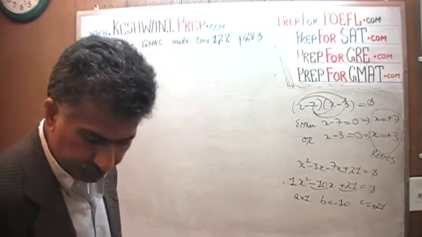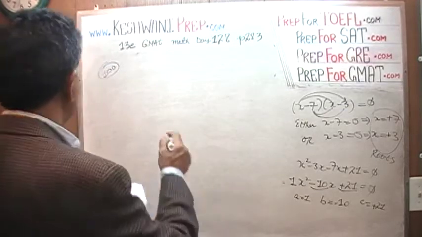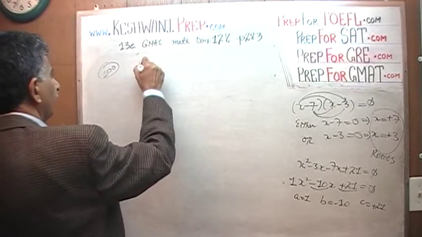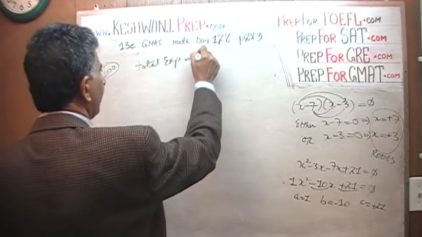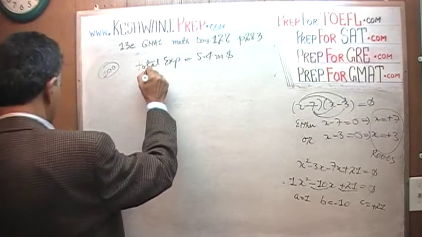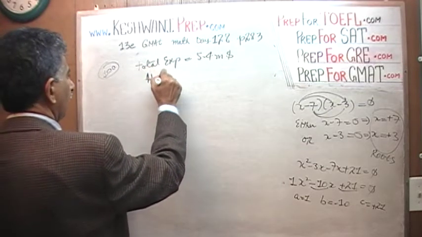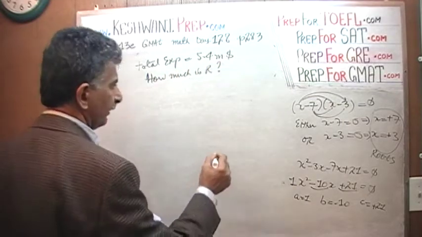Number 100. In question number 100, they give us a pie chart. This is actually a very simple problem. They tell us the total expenses are $5.4 million. The question simply is, how much is R? And here's our pie chart.